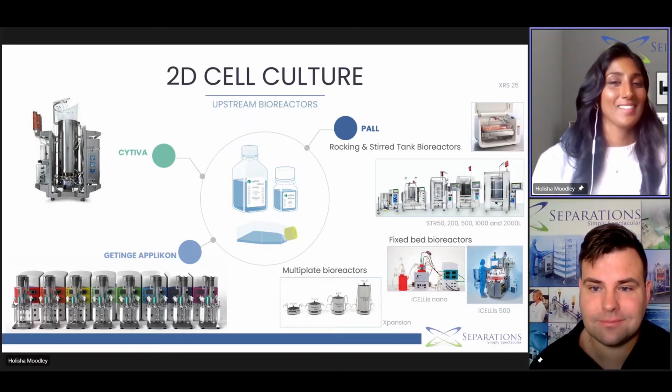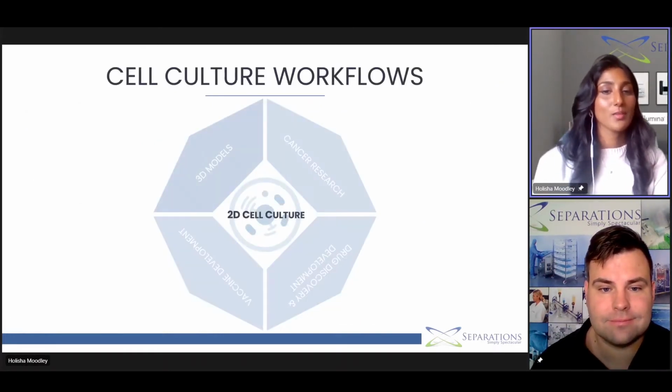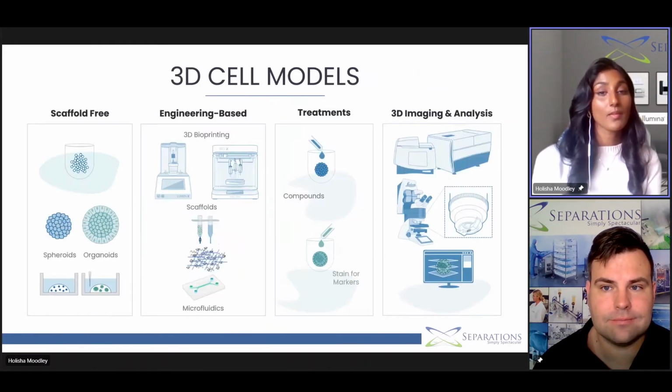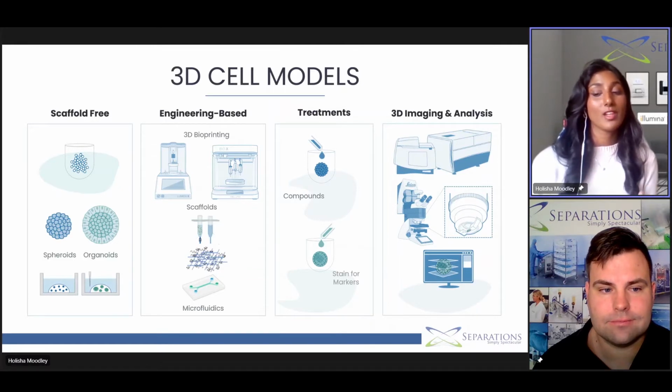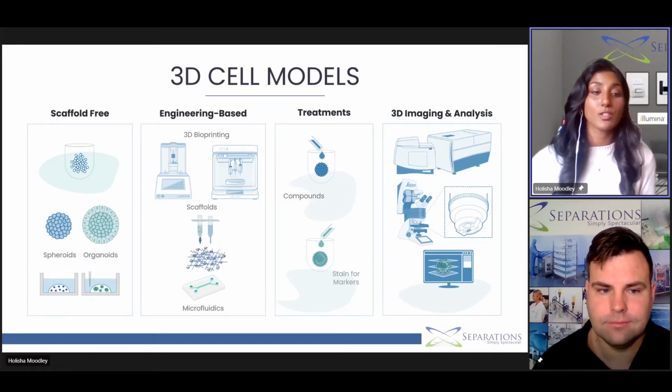Thanks, Jeff. Okay, from 2D cell culture, we can move on to 3D cell models. And why 3D cell models? 3D models have become more physiologically relevant. They closely represent tissue microenvironments, cell-to-cell interactions, and biological processes that naturally occur in vivo.